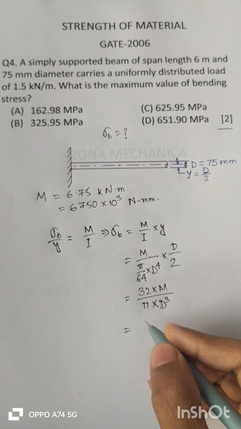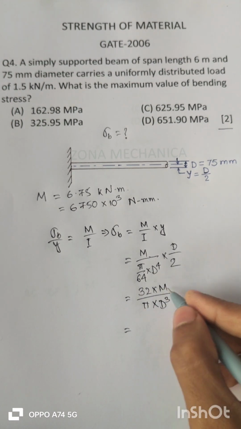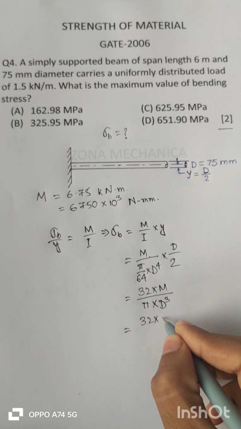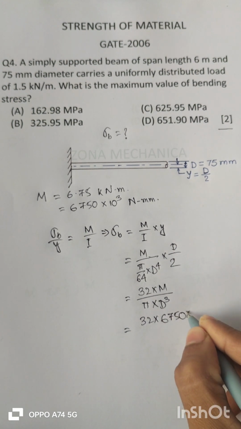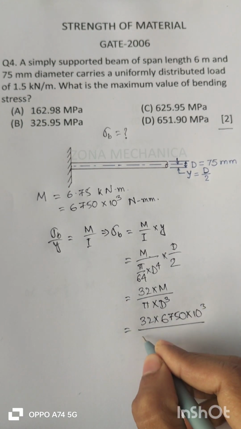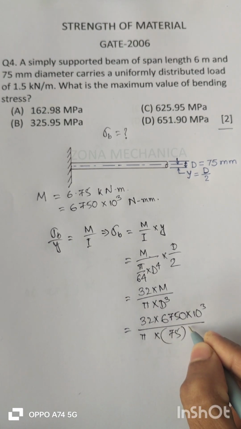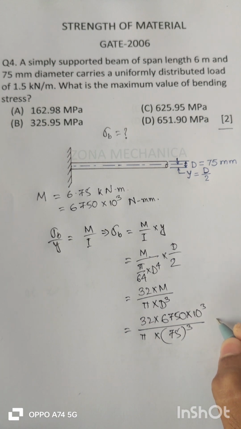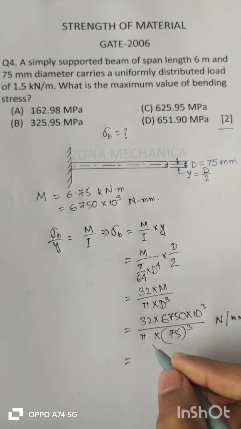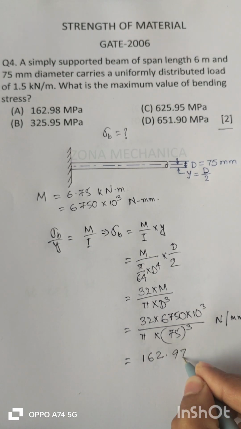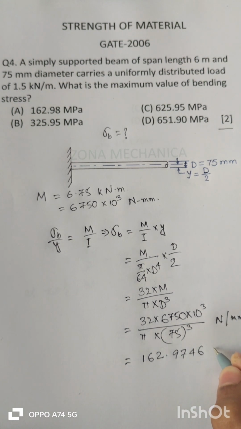Okay, so now putting the values of M and D, 32 into M, which is 6750 into 10 to the power 3, by pi into D, where D is equal to 75 mm, cubed. So it will come in Newton per square millimeters. So this will give something like 162.9746 MPa.